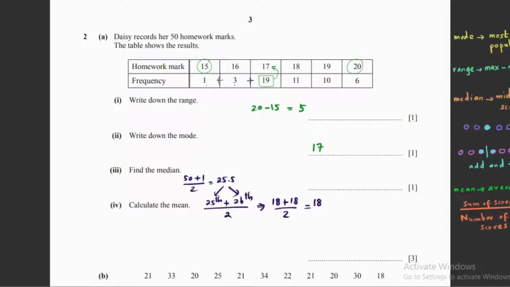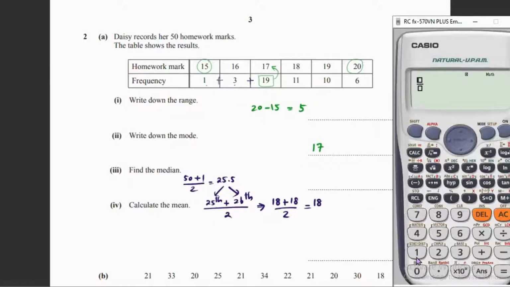The next question is to calculate the mean. Now, mean is going to be the average of the scores. To find the average of the scores, we need to add all the scores and divide it by the number of scores. Now here, I'm going to do it in a calculator. So I'm going to add all the scores. I have 15 that occurs once, and then I have 16 that occurs 3 times. So I can write it as 16 times 3. And 17 occurs 19 times, so that's going to be 17 times 19. 18 has occurred 11 times, so it's going to be 18 times 11. Then we have 19 times 10. And then we have 20 times 6, because 20 has occurred 6 times.